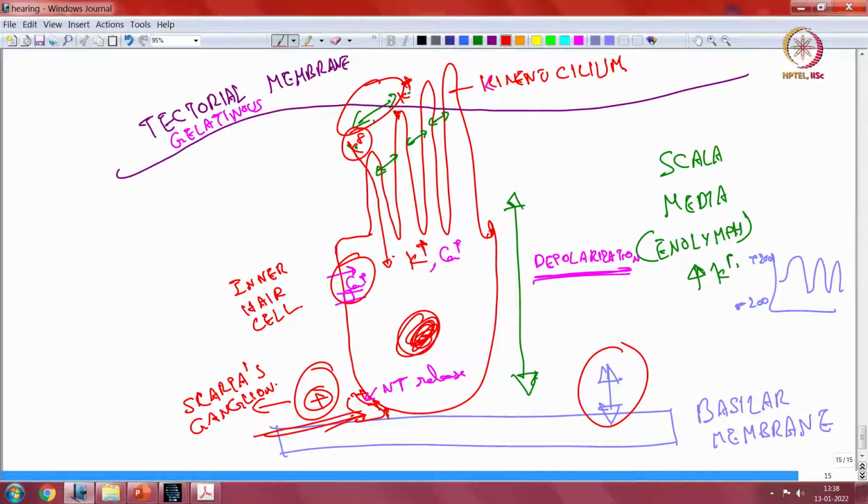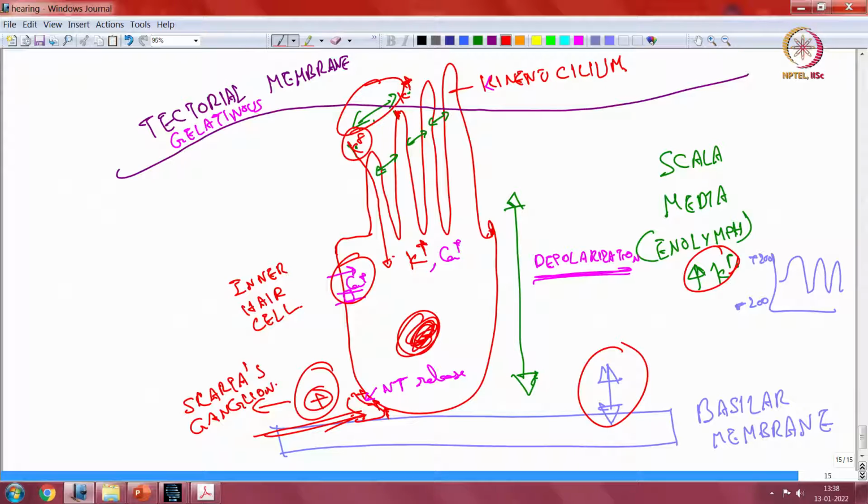Basilar membrane movement causes activation of these cells. The cells in turn cause general depolarization, like which happens with many of these things. The channel which is responsible is movement dependent. So, movement of the kinetocilium and the other cilia cause these potassium channels to open. Remember, it is a potassium based dynamics as opposed to sodium based dynamics, which I had described in the earlier classes.